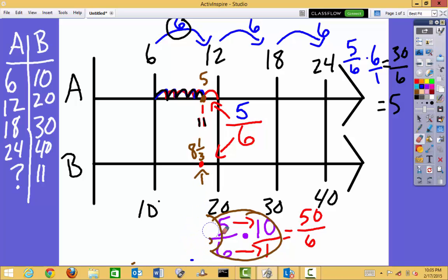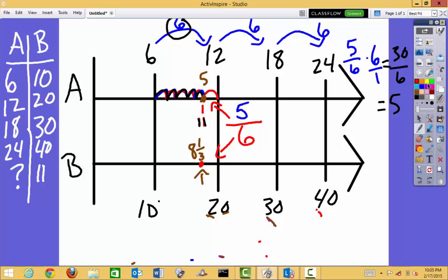Is 8 and 1/3 my final answer? Hopefully you see that it is not. Why is that? Well, 8 and 1/3 is not between 10 and 20. This just tells me how far along I moved. I moved 8 and 1/3 from my starting spot, which is right here.